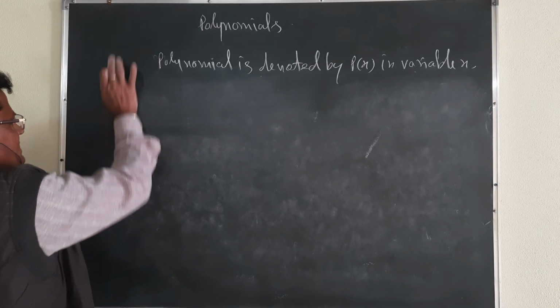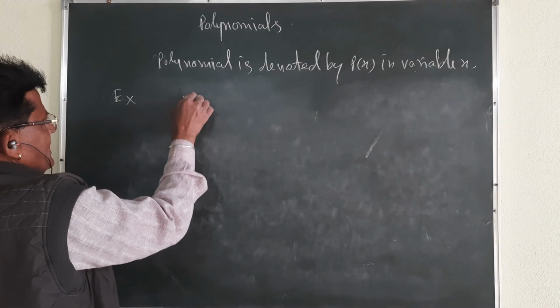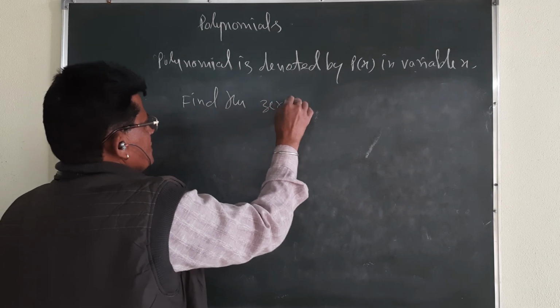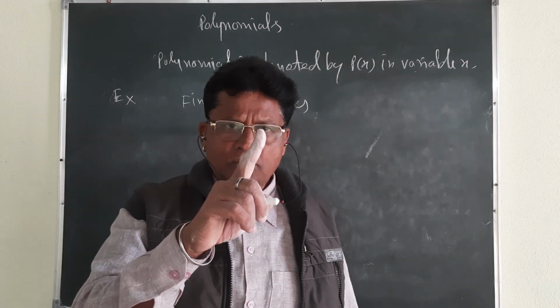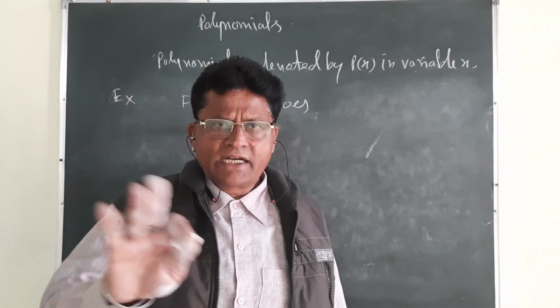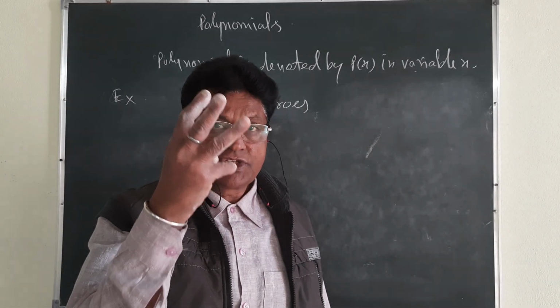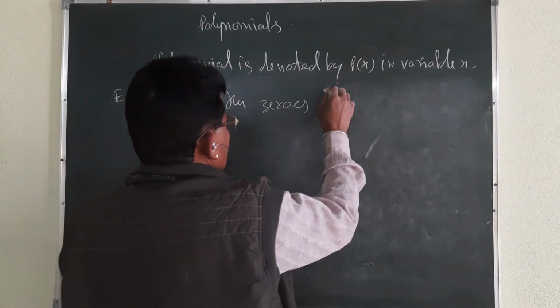I am going to take the example question. Find the zeros. In a linear polynomial there will be 1 zero. In a quadratic polynomial there will be 2 zeros. In a cubic polynomial there will be 3 zeros. How is it possible? I will tell you. Find the zeros of the polynomial.